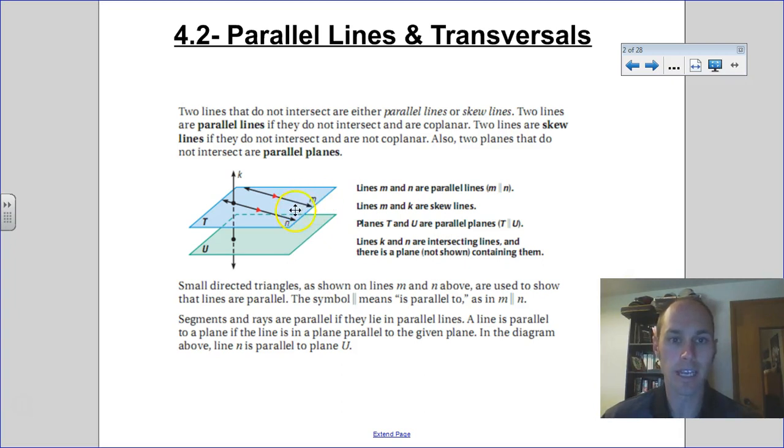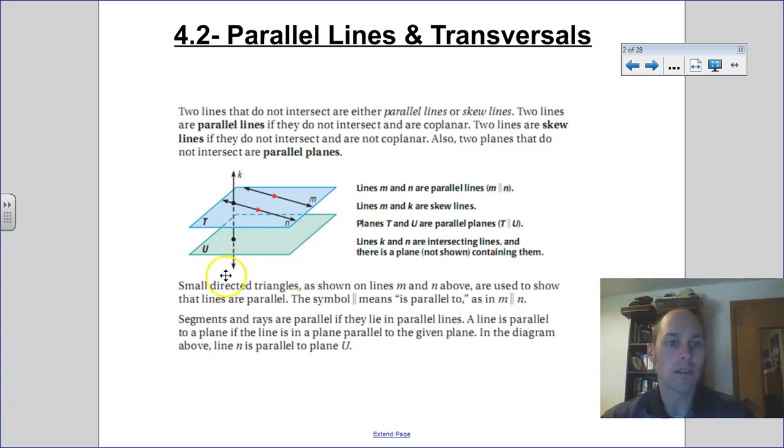So lines M and N are parallel lines. And the symbol we use for parallel is two up and down line segments. Lines M and K are skew. Planes T and U are parallel planes, so T would be parallel to U. Lines K and N are intersecting lines since they cross at this point. There's a plane containing them, a kind of vertical plane. It's not shown.